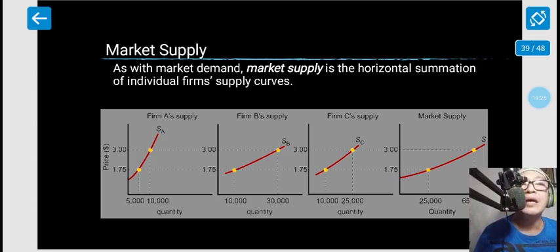Ganun din si firm B. Nag-30,000. So, good opportunity for them. Ayan, so nag-30,000 din siya. Si firm C, ganun din. Nag-25,000 naman siya. So, tumaas din for a total of 65,000. Okay, so that is the market supply. Kung meron tayong market demand, meron din tayong market supply.